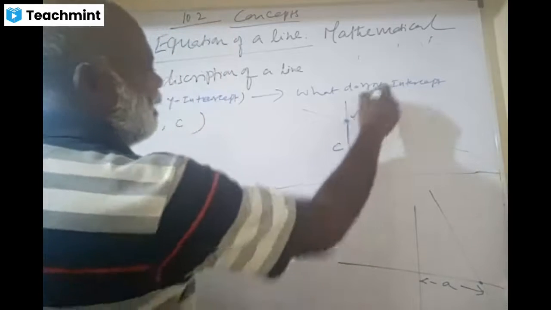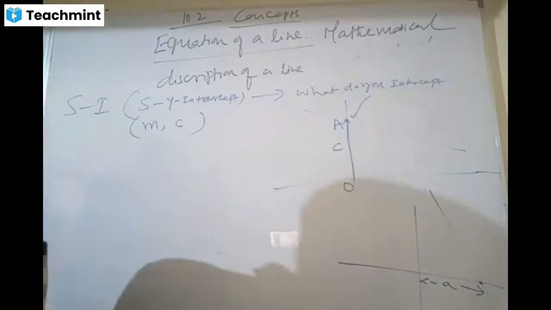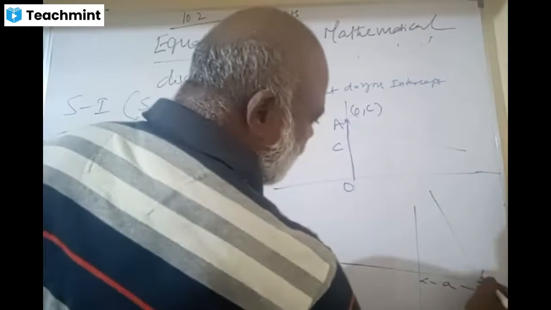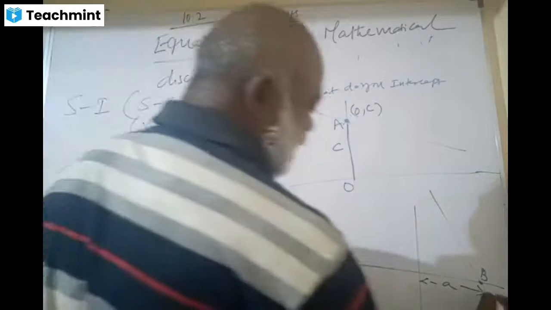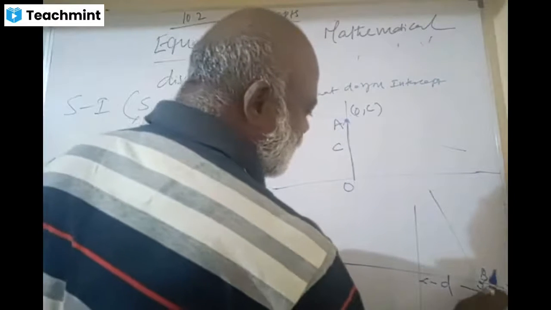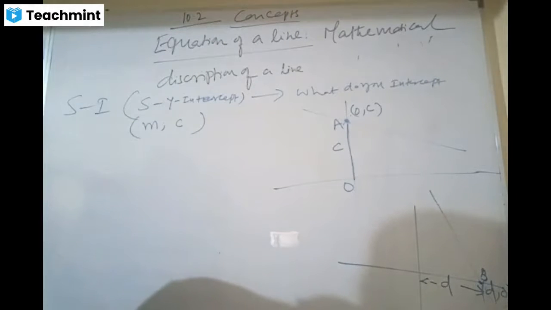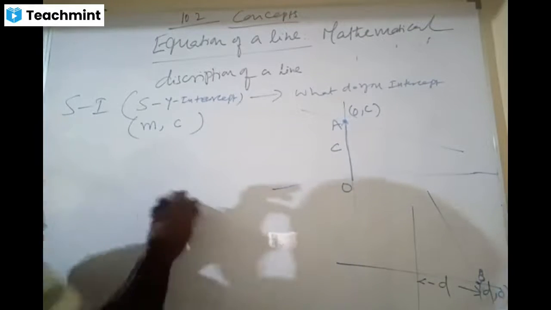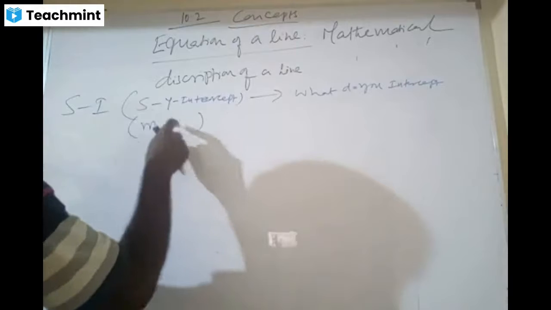What do you call this point? Anybody can tell the point? 0, C, sir. Brilliant. What is this point? A, 0, sir. A, 0. Brilliant. Suppose if I take this as D, then D, 0. Certain things are reserved, okay? Therefore, friends, here M is called slope and C is called the y-intercept.